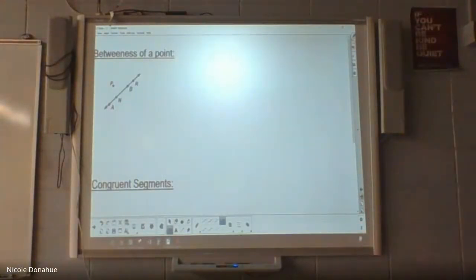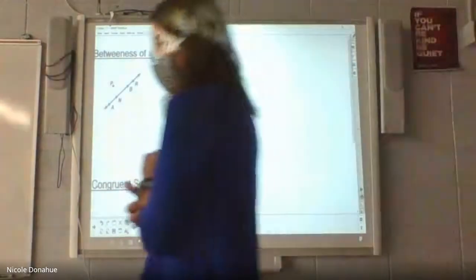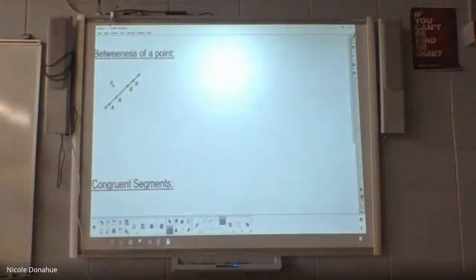So the idea of betweenness is when we're talking about something being between something else. When we're talking about points being between one another, they also have to be collinear. I'll use Nolan and Izzy as an example. There's no one between them. Even though Bella is kind of close, since she's not collinear with them, she is not between them.